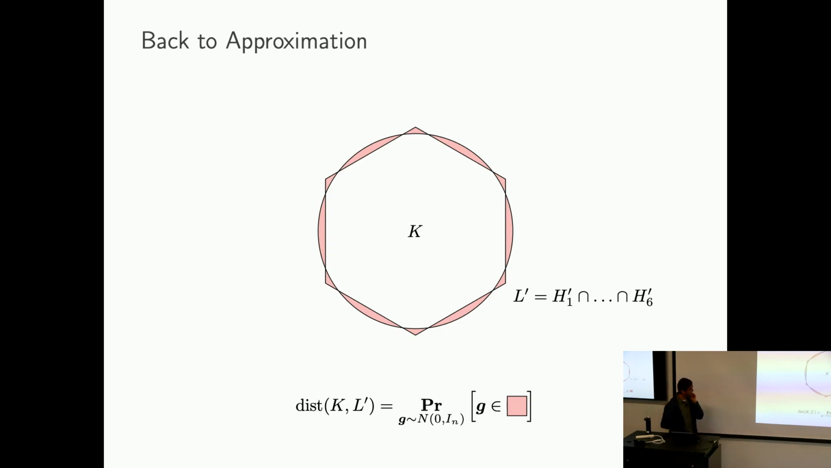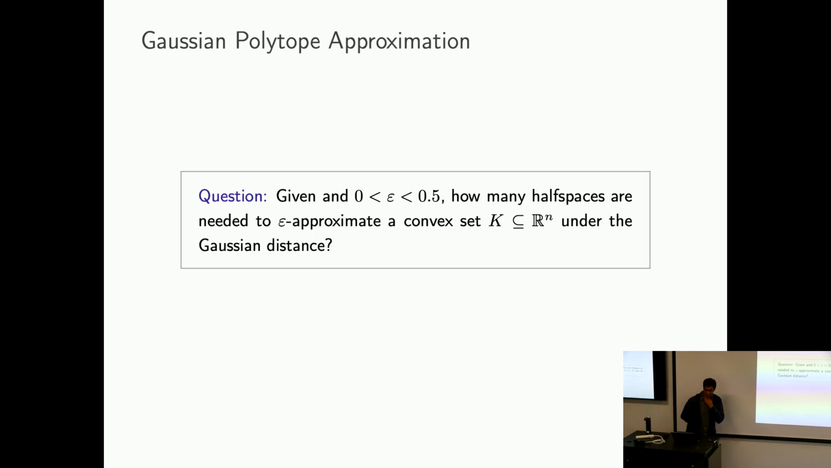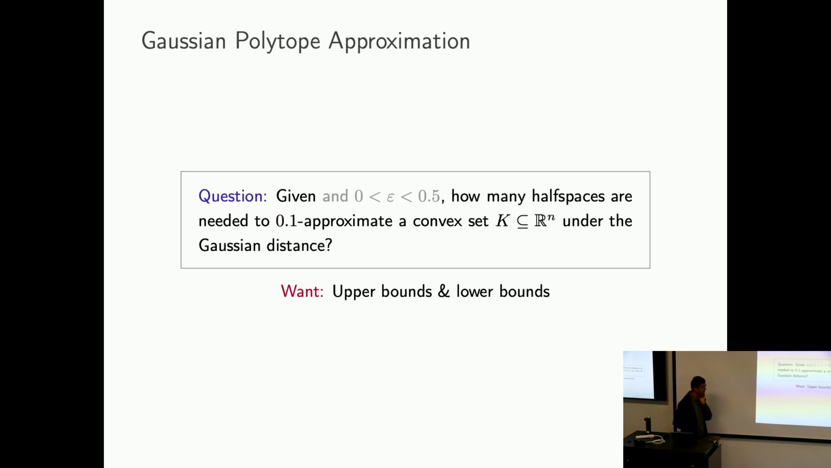And so the concrete question we're asking in this work is the following. Let's say someone walks up to you with a convex set and some error parameter epsilon. How many half spaces do you need to approximate it to error epsilon under the Gaussian distance? So this is the question that we're going to be interested in. I'm not going to care about epsilon dependence. I'm going to set it to some fixed constant for the rest of the talk. So it's always going to be 0.1.